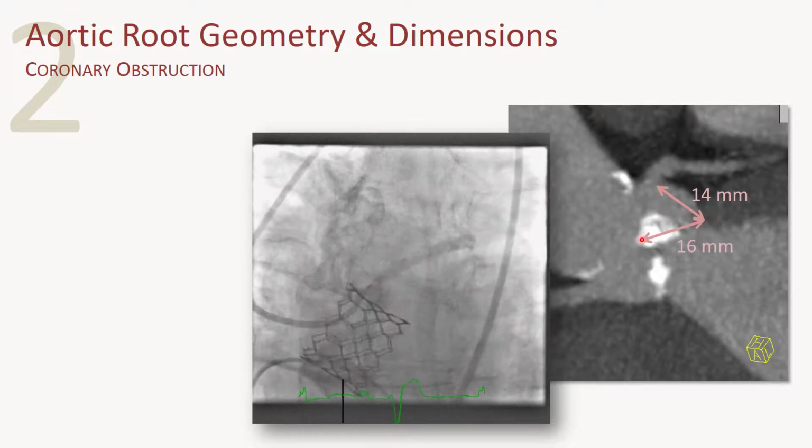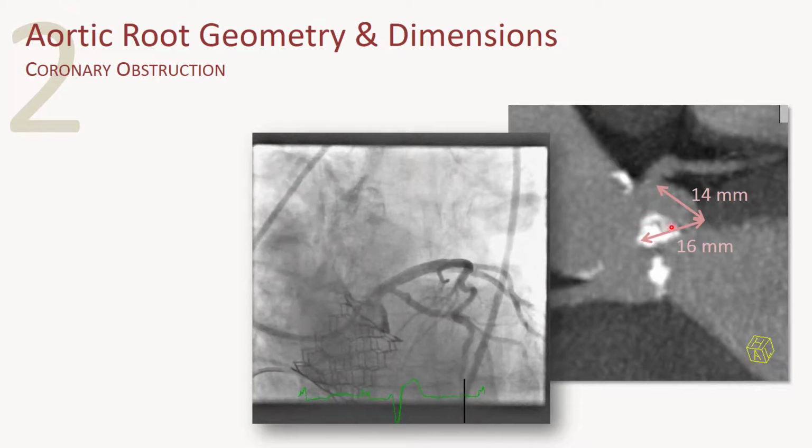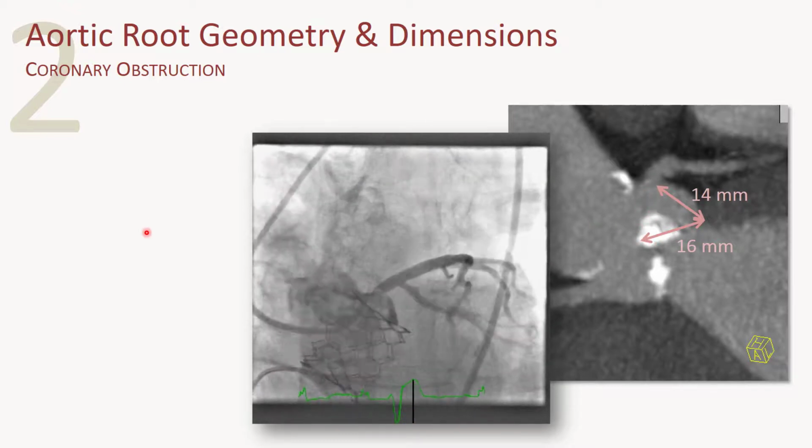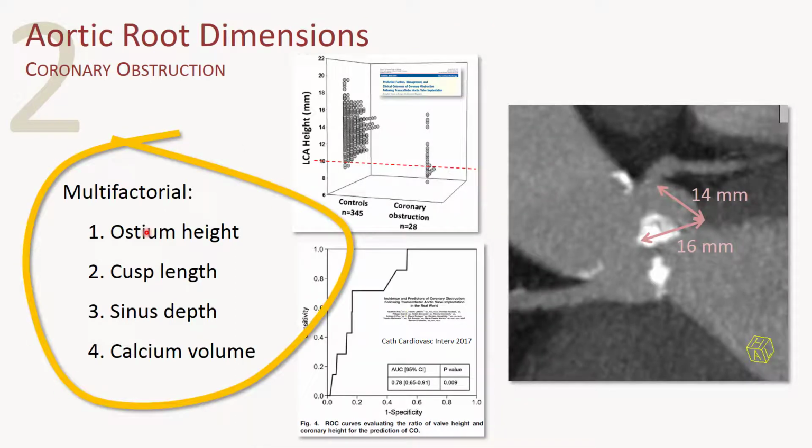So you have to study the CT scan very, very thoroughly to identify patients where this can be problematic. So you have to look at the ostium height, the length of the cusp, the depth of the aortic sinus of Valsalva, and the volume of calcium on the valve to identify patients where this is problematic. In about 3 to 5% of patients, there's a high risk of coronary obstruction and this procedure cannot be performed.